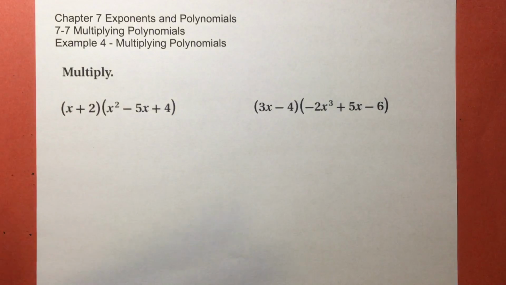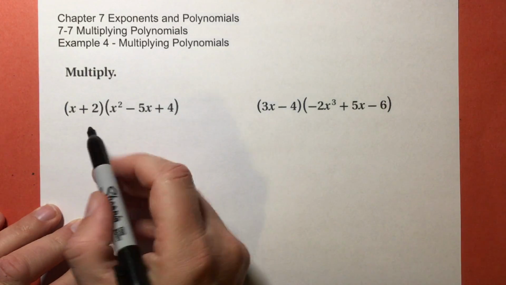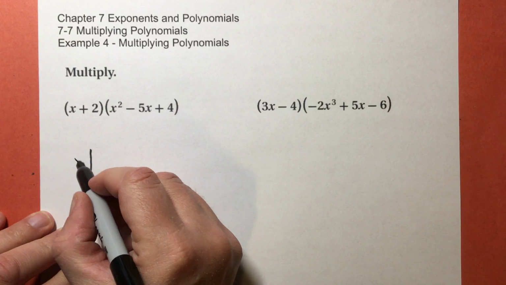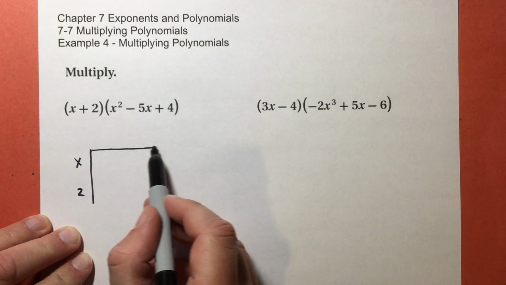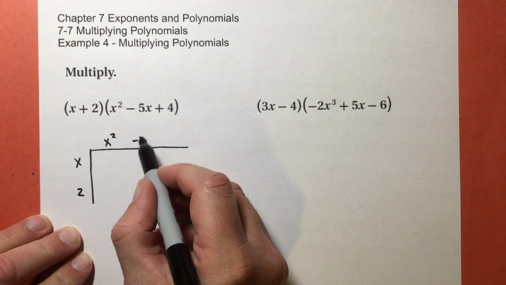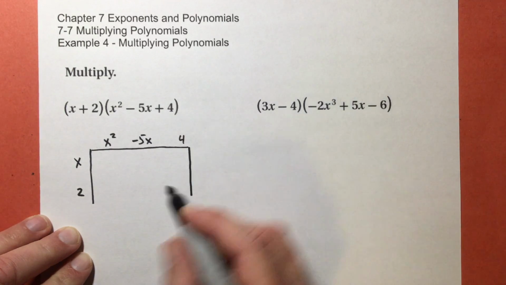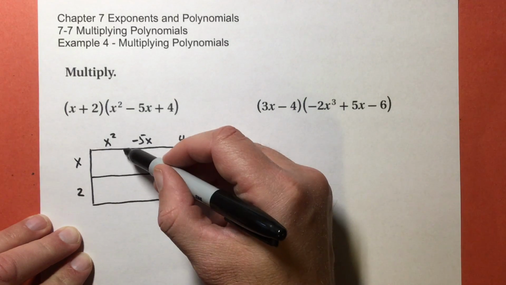So what I'm going to do is exactly what we did before by making a multiplication chart. So I'm going to start by putting x plus 2 right here. Here's x and here's 2. And I'm going to go across by putting x to the second power, negative 5x, and 4. And I'll draw the rest of my multiplication chart here.